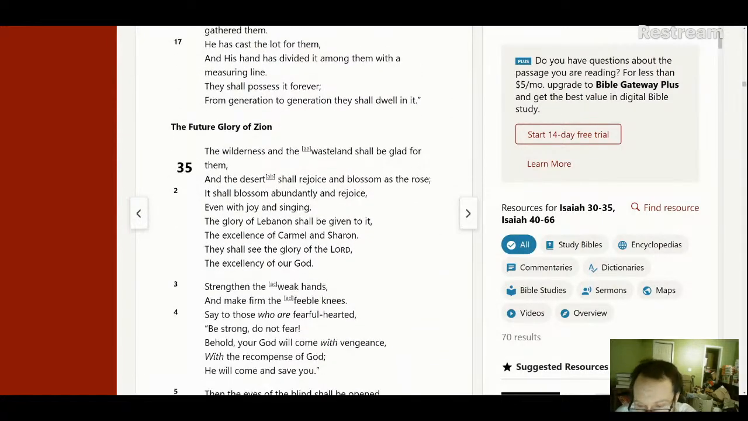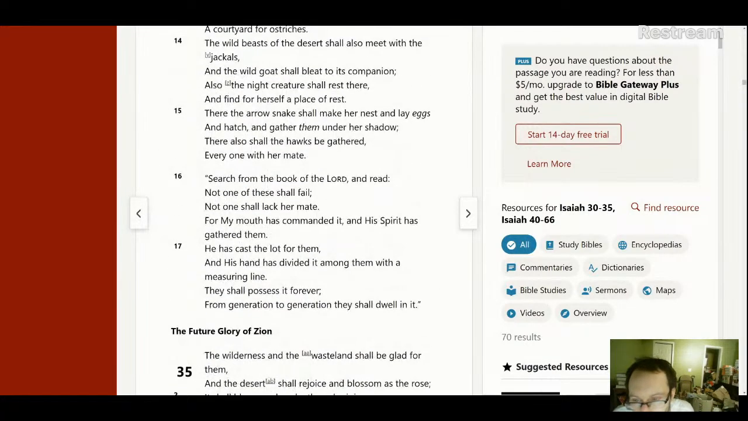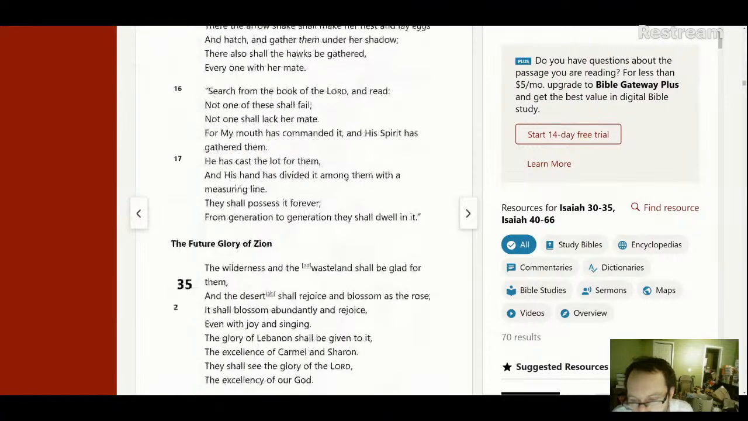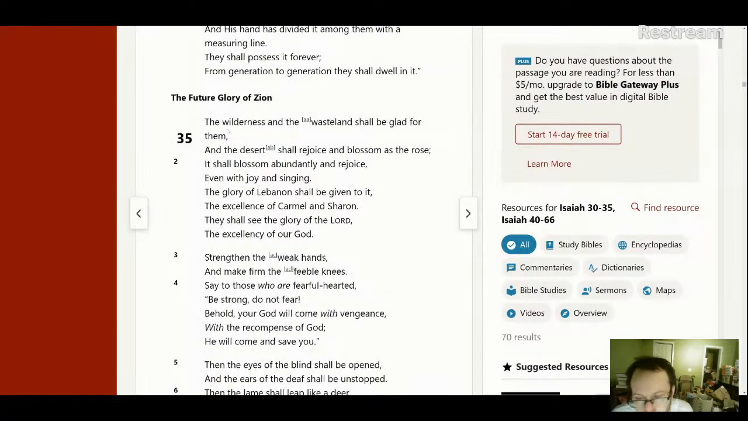Okay, then in chapter 35, this is the relevant chapter that matches chapter 40. Because if chapter 36 to 39 was added by scribes from 2 Kings, you remove those chapters, 35 directly flows into chapter 40. So the war was just being talked about in these chapters. Now, here is the wasteland, the wilderness.